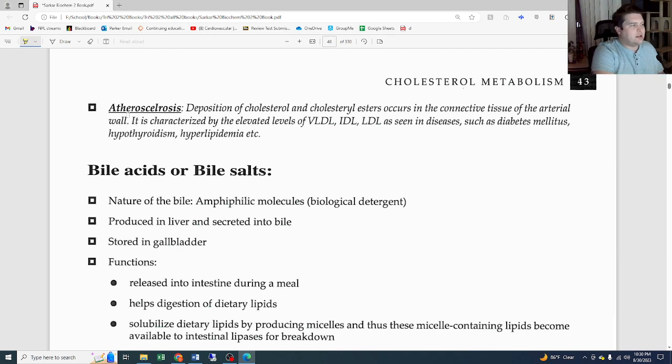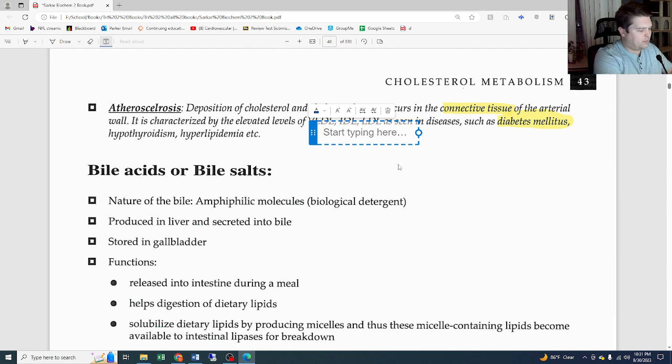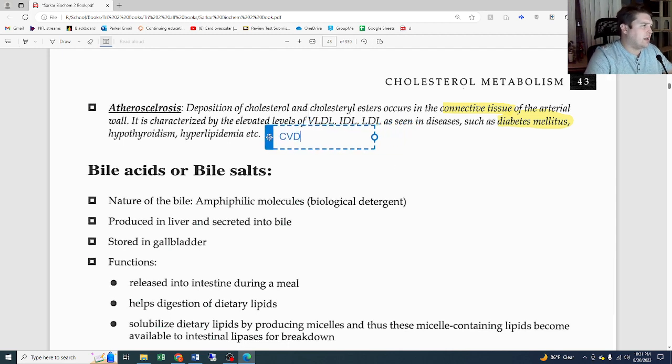Atherosclerosis. So deposition of cholesterol and cholesterol esters occurs in the connective tissue of the arterial wall. It is characterized by elevated levels of VLDL, IDL, and LDL as seen in diseases such as diabetes mellitus, hypothyroidism, hyperlipidemia, etc. Once you have that plaque, that buildup of fats, it also contributes to CVD, cardiovascular disease.